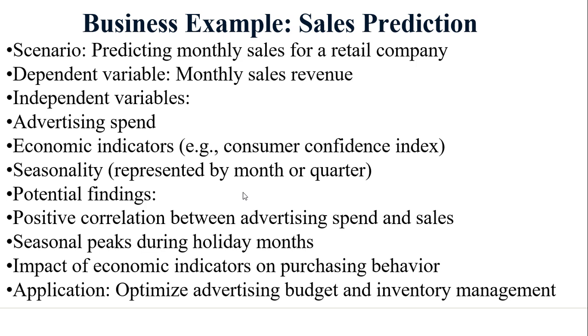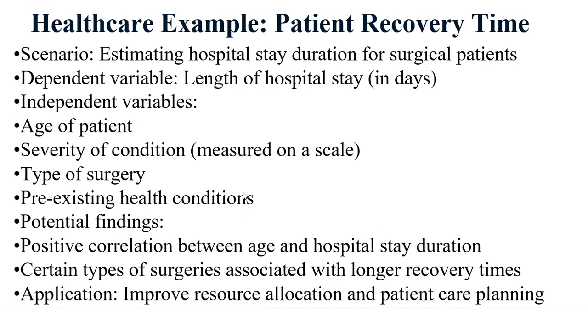Another example of a real world application is a healthcare example: patient recovery time. You're trying to estimate hospital stay duration for surgical patients. The dependent variable is the length of hospital stay. So this person has stayed in this hospital for a while, so we have a column having that length of hospital stay in days. The independent variables are the age of the patient, the severity of the condition measured on a scale, the type of surgery they had, and the pre-existing health conditions.